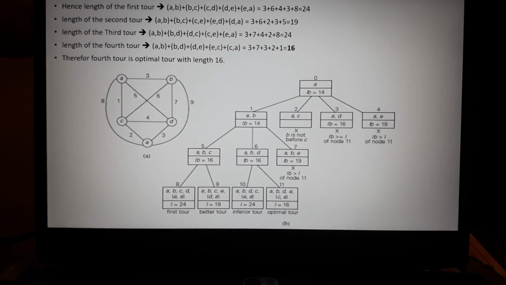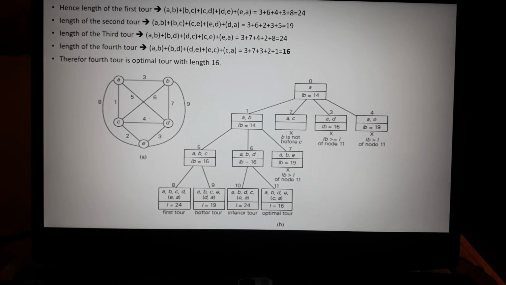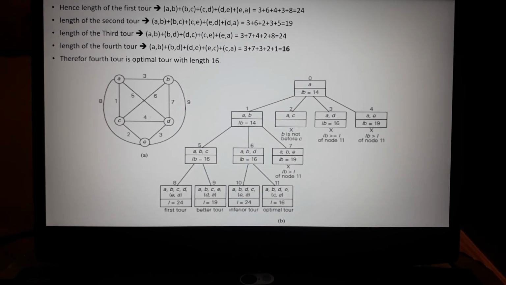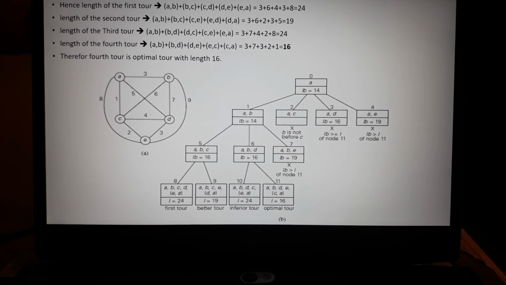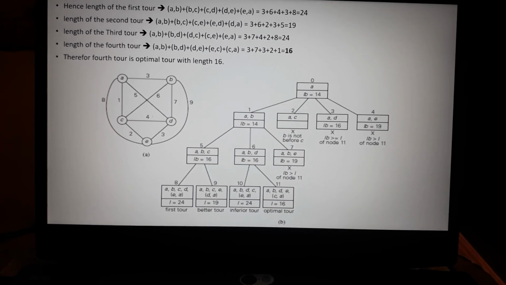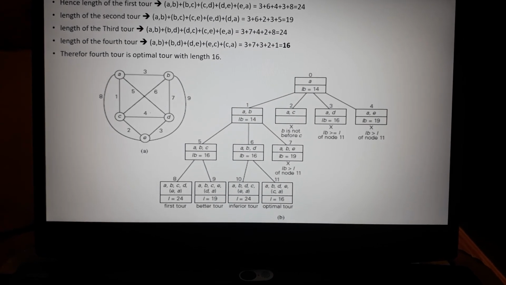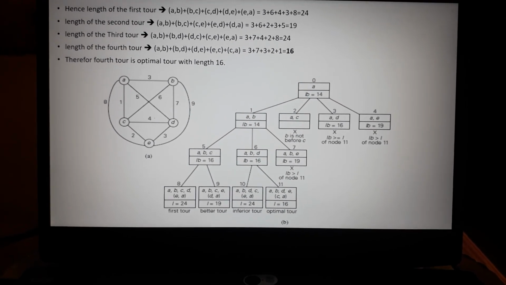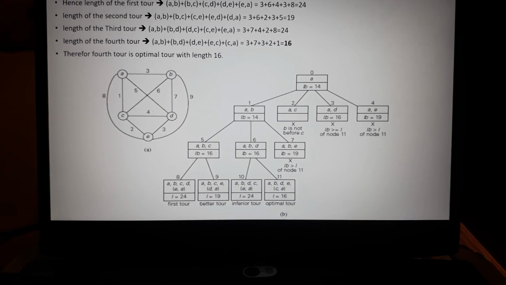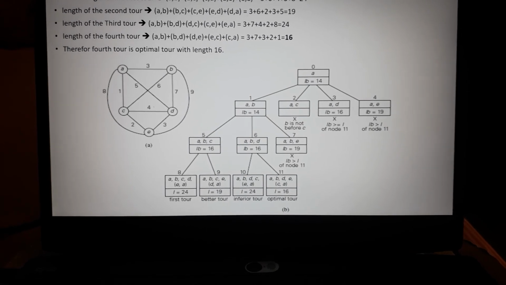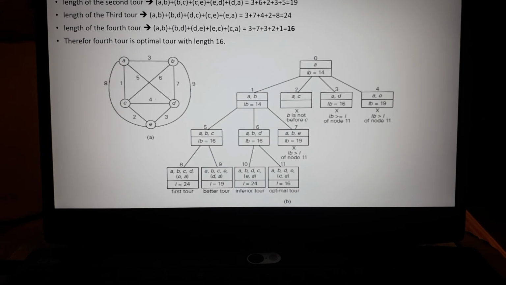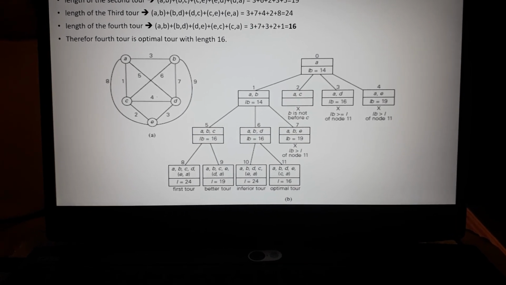Hence, the length of the tour is the edge cost of A B plus the edge cost of B C plus the edge cost of C D plus the edge cost of D E plus the edge cost of E A, that is equal to 3 plus 6 plus 4 plus 3 plus 8, that is equal to 24. Similarly, the second tour is 19, the third tour is 24 and the fourth tour is 16. So therefore the fourth tour is the optimal tour with length 16. So this is the solution to the traveling salesman problem.